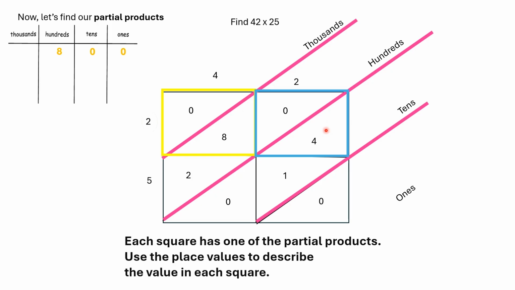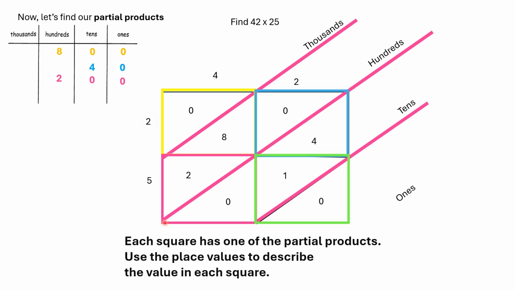What is the value of the digits in this blue box? 40. Great. Let's place that 40 in our place value chart up here. Now, for our pink box down here, we have a 2 in the hundreds place and a 0 in the tens place. What is the value of our digits in the pink box? 200. Great. We will place that up here in our place value chart as well.